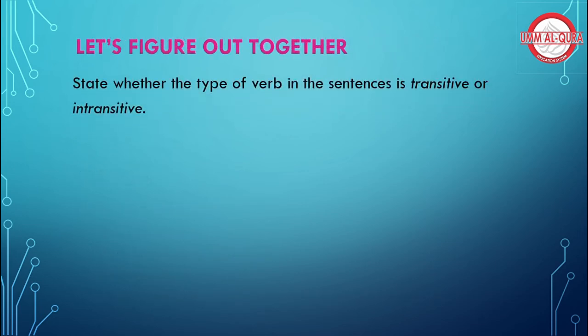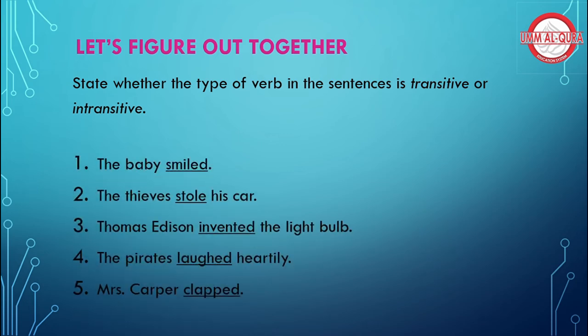To further clarify this, let's figure it out together. State whether the type of verb in the sentences is transitive or intransitive. Here are the sentences. The first one is: The baby smiled. Ask yourself, who did the baby smile at? We don't know. There is no direct object, so this one is intransitive. Moving on to the next one: The thieves stole his car. The thieves are the subject, stole is the verb, and his car the object. What did they steal? They stole his car, so it is transitive.